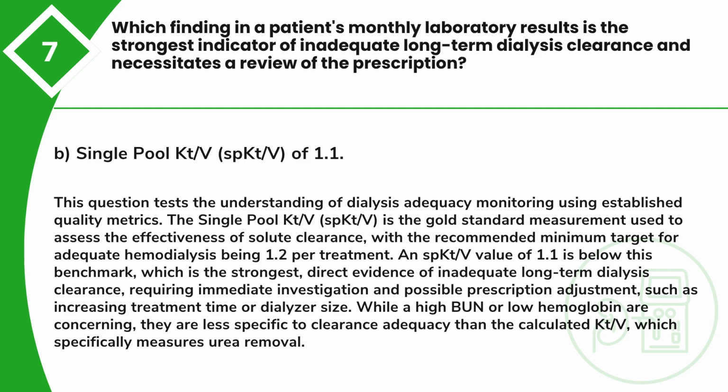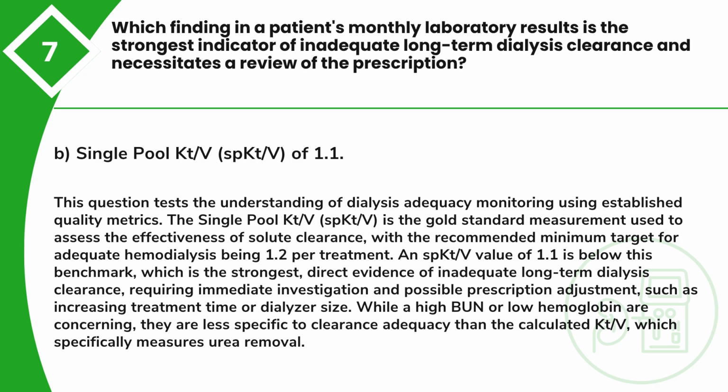Answer: B. Single pool Kt/V, spKt/V, of 1.1. This question tests the understanding of dialysis adequacy monitoring using established quality metrics. The single pool Kt/V, spKt/V, is the gold standard measurement used to assess the effectiveness of solute clearance, with the recommended minimum target for adequate hemodialysis being 1.2 per treatment.